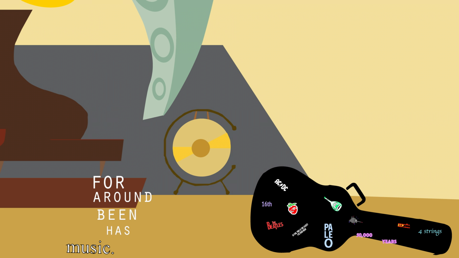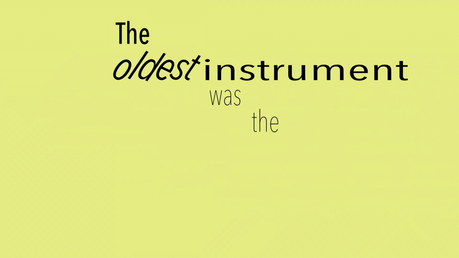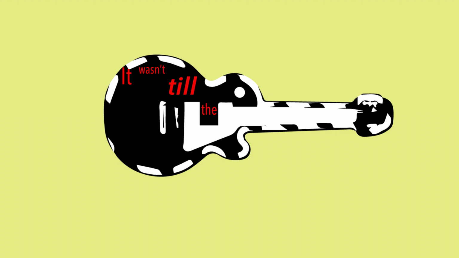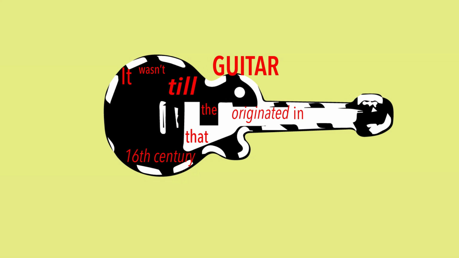Music has been around for over 50,000 years, with the oldest instrument being a Paleolithic flute. But it wasn't until the 16th century that the guitar originated in Spain.